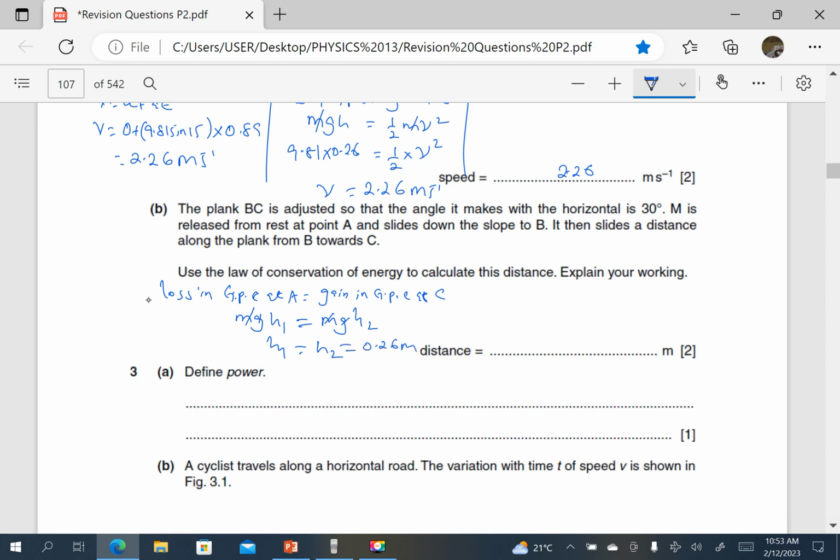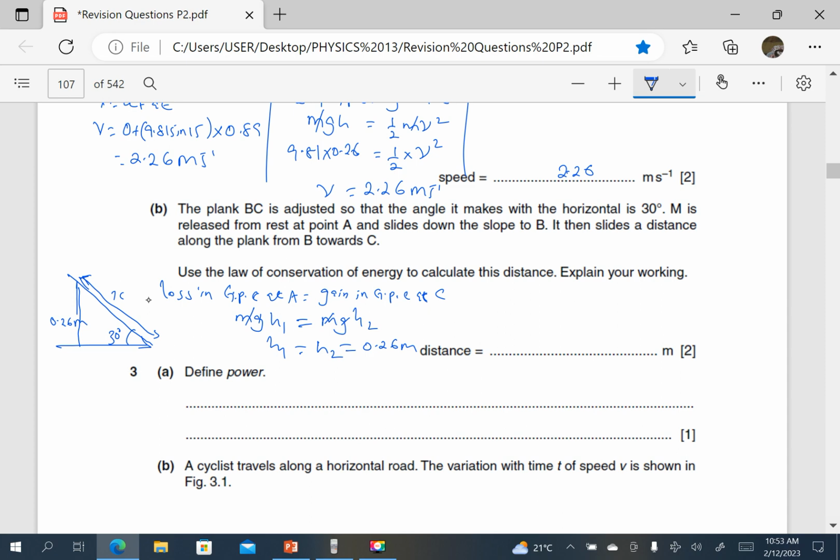That is the vertical height. The vertical height has not changed. It is still 0.26 meters. The vertical height where the object moves does not change. It is on side BC. So this is what is happening. We have the horizontal and the angle has become 30 degrees. So we are saying the vertical height h is still 0.26 meters. All we need is this distance here, distance x.